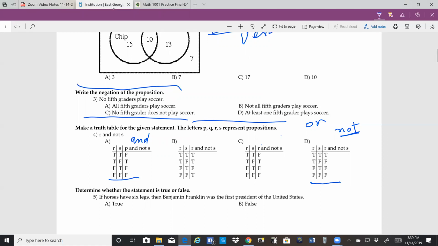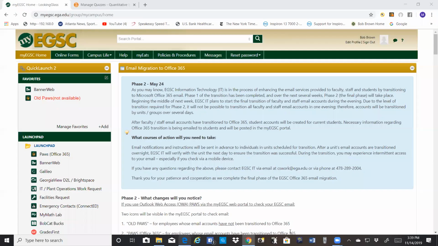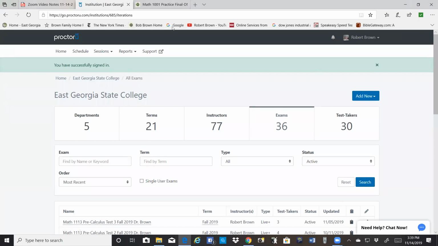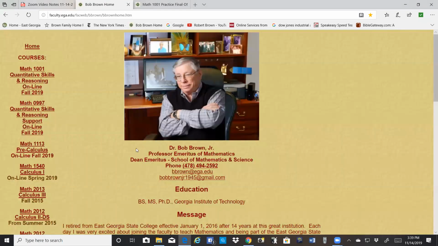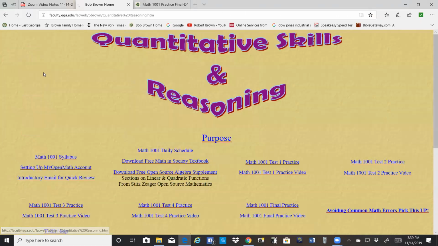Now I'm trying to figure out. Okay. I'm going to have to cut this part out, or maybe I won't cut it out. I'm going to go back to it.